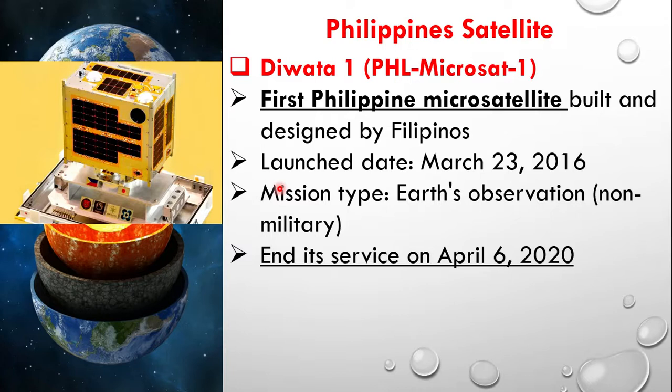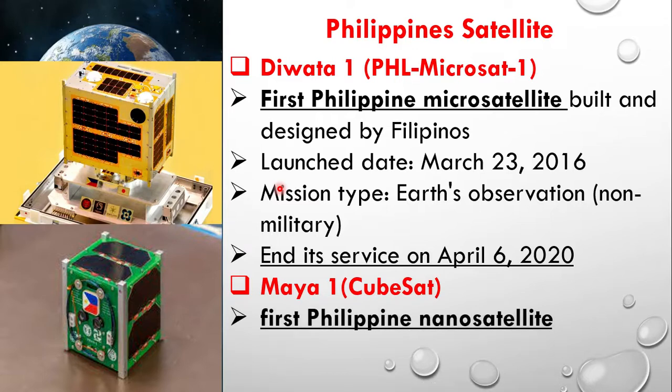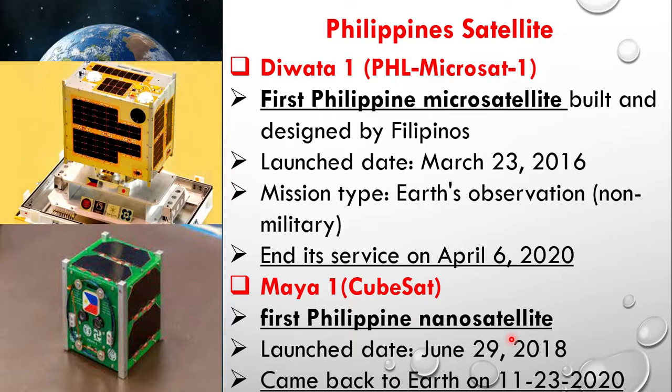Okay? And then we have the second satellite launched, what we call Maya 1. It is a cube satellite. This one here. It's much smaller than Diwata 1. Okay? So it is the first Philippine nano satellite, Maya 1. Okay? It was launched on June 29, 2018, and its service ended on November 23, 2020. Okay?